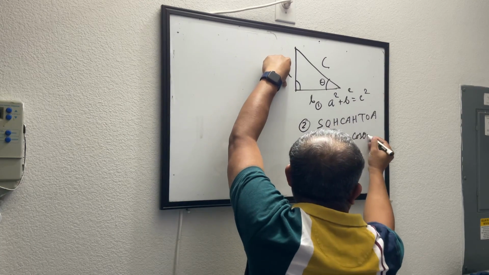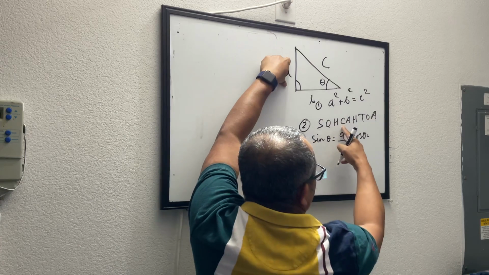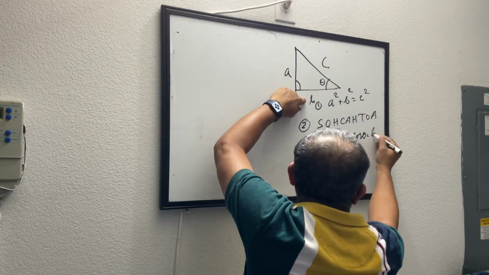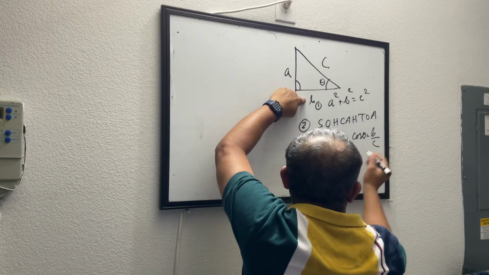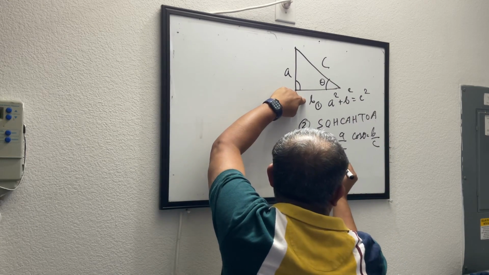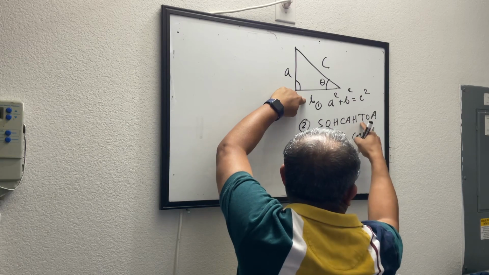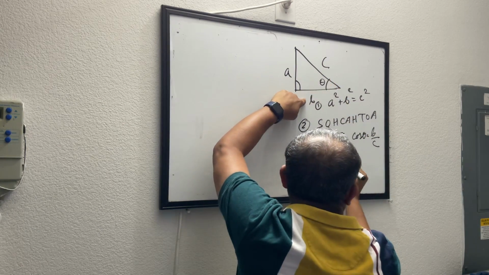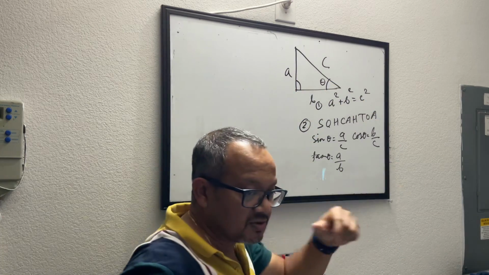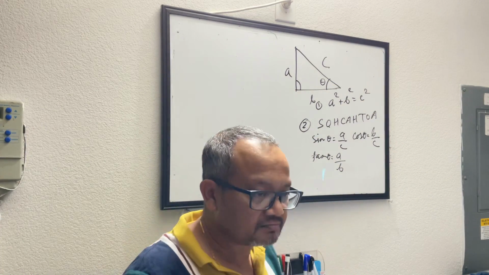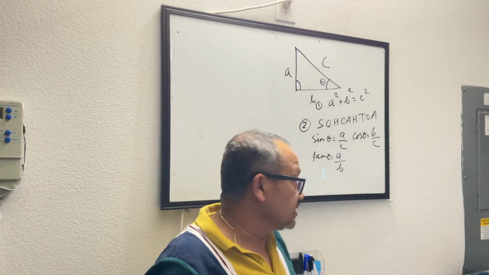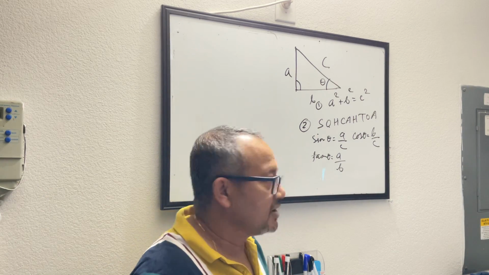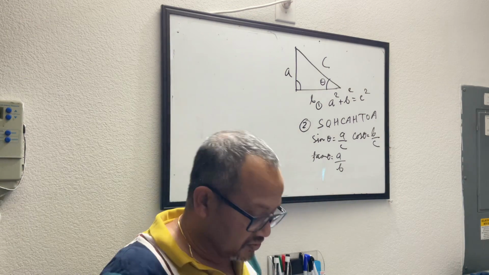Cos of theta would be equal to adjacent side by hypotenuse, that is adjacent side B by hypotenuse C, and tan theta would be equal to opposite side by adjacent side, so A over B. I know you guys know about it, but I was just setting the foundation before I start building a big house.